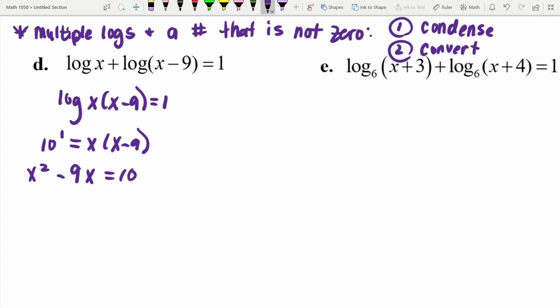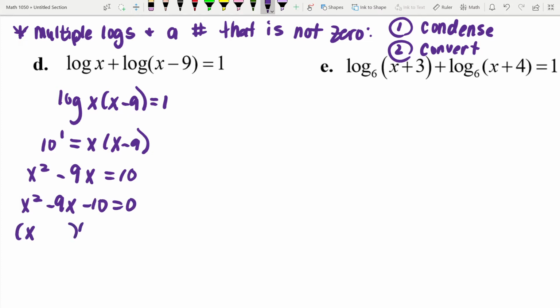I know I'm going to have to blank because I have a squared and a first. I know I'm going to have to do what? Factor. So do I start factoring right now? If I start factoring now, I'm back to the step up above. What do I have to do before I factor? Get a 0. Get it alone. So it's x to the second minus 9x minus 10 equals 0.